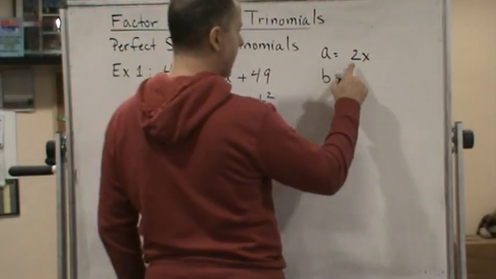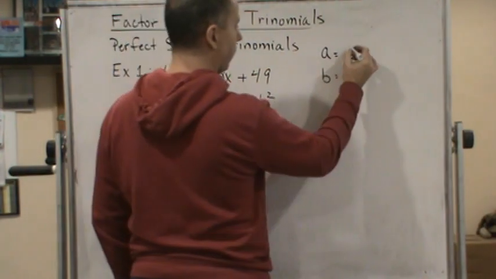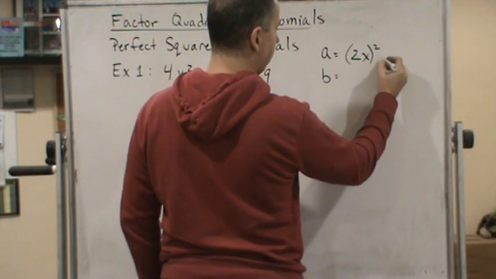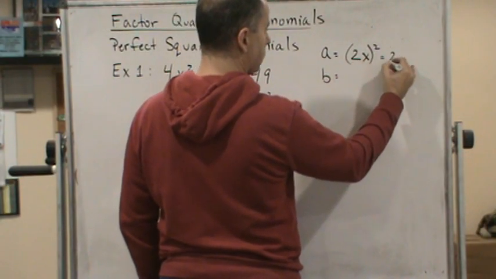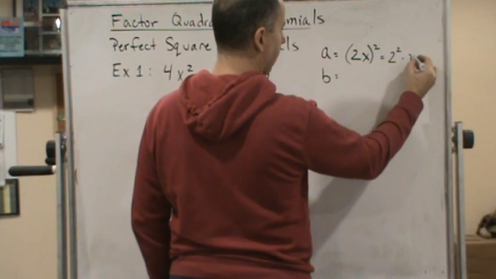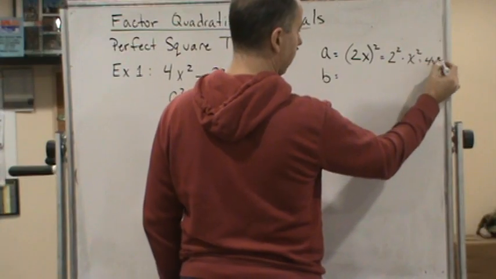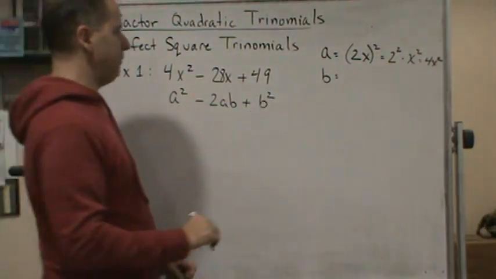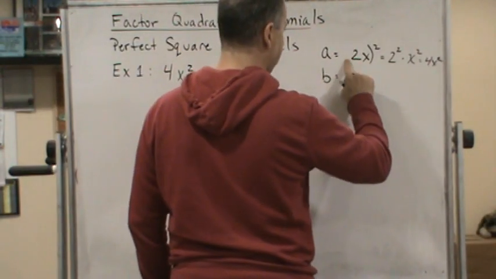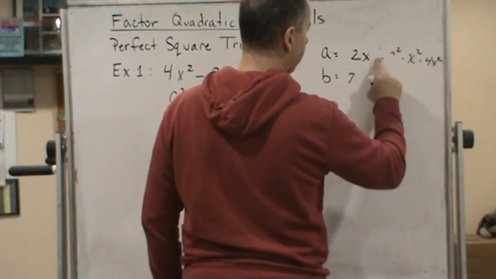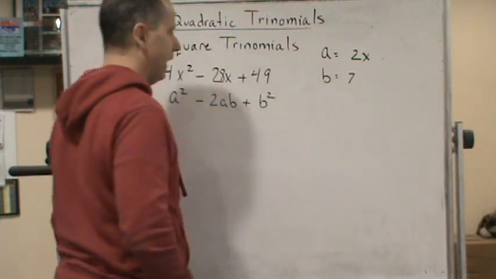Because if I take this and square it, I get 4x squared, right? So again, if I take this and square it, I get equal to what? If I use the distributive property for exponents, I get 2 squared times x squared, which gives me 4x squared. Okay? And so B is going to be 7, right? Because 7 squared is 49. So in this case here, what do I end up with? I end up with A is equal to 2x and B is equal to 7.